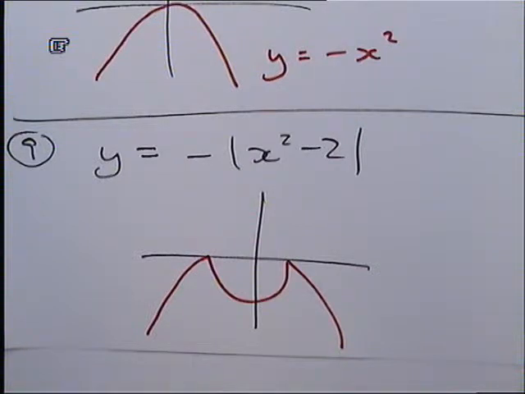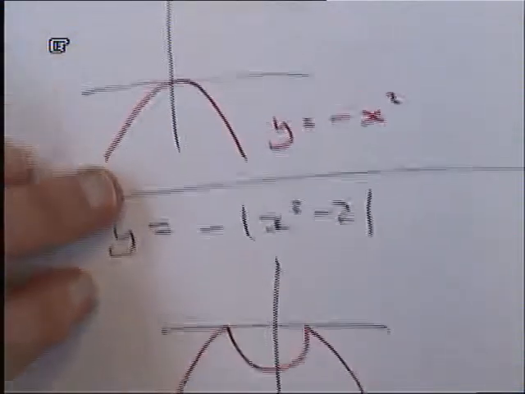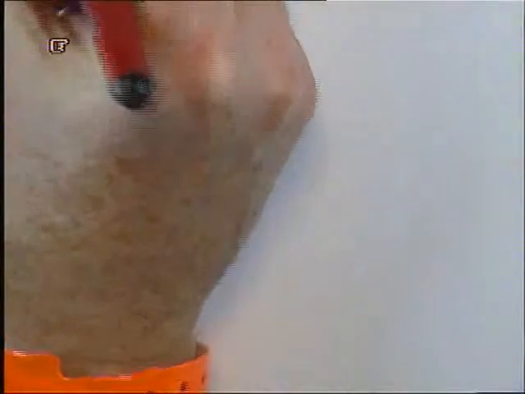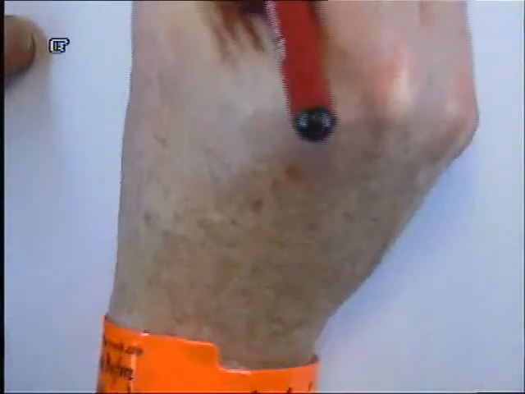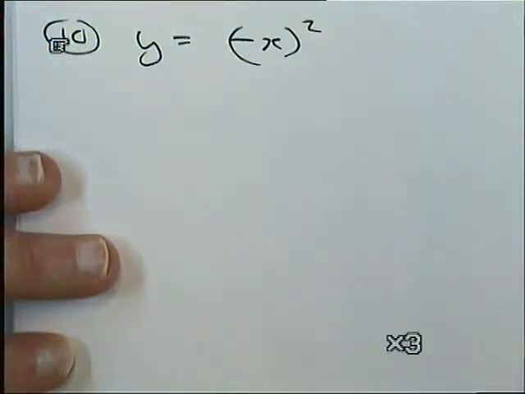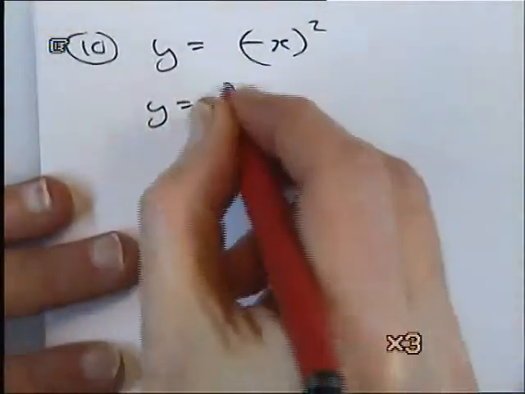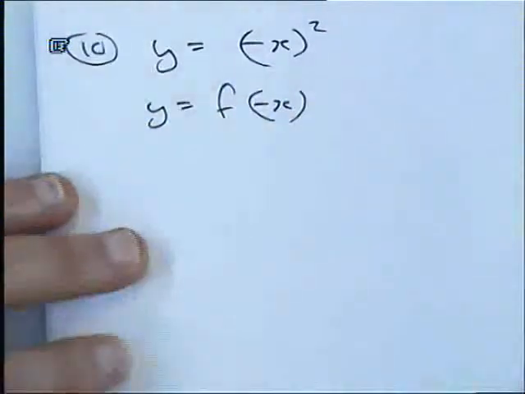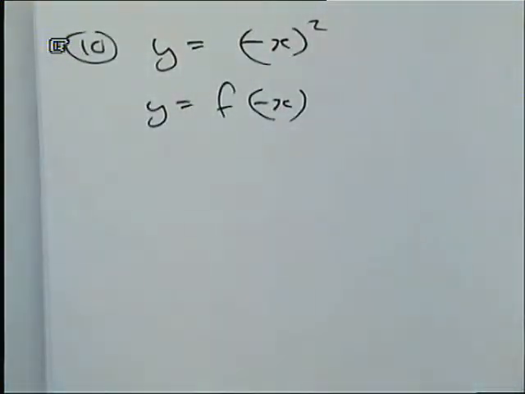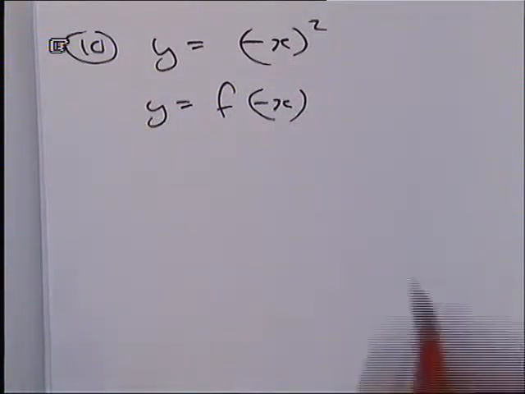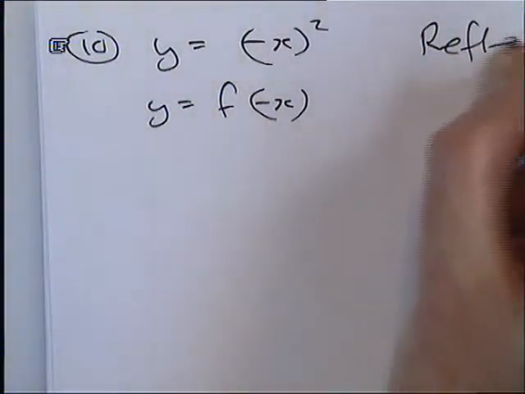Right, okay. So those are some, and we're going to keep on going. Next one, number 10. Y equals minus x all squared. So what I've done here is that is f of minus x. I've just replaced my x in my original function with a minus x. What is that? Reflection in y? That is a reflection in the y-axis, yes.